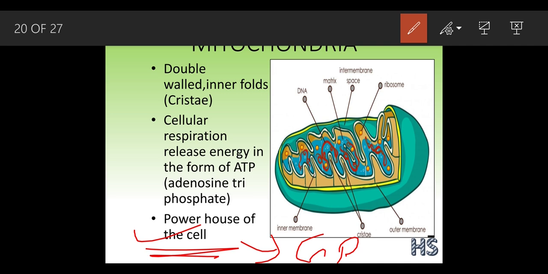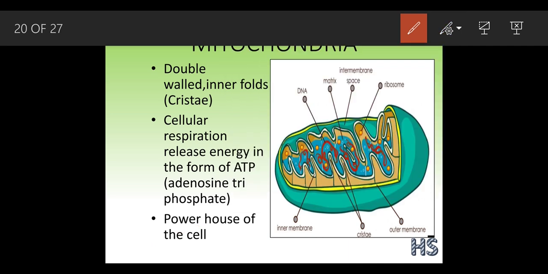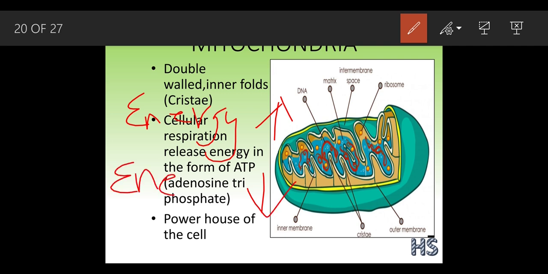And this mitochondria helps in the various metabolic functions of the cell as well. What do you mean by metabolic functions of the cell? Suppose we humans eat food, so we take in energy, but at the same time the excess amount of energy we release also, okay. So that release of energy from our body is called metabolic activity.